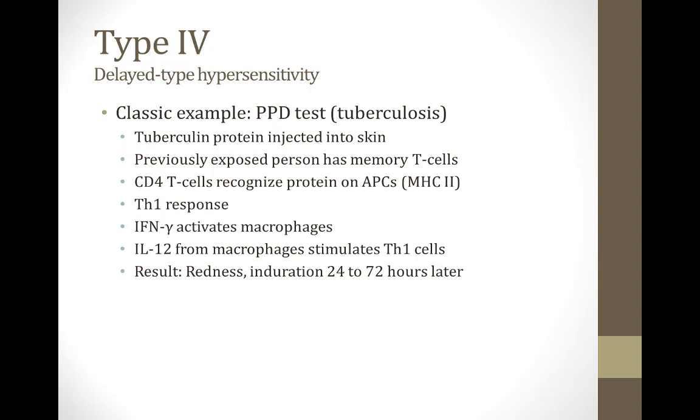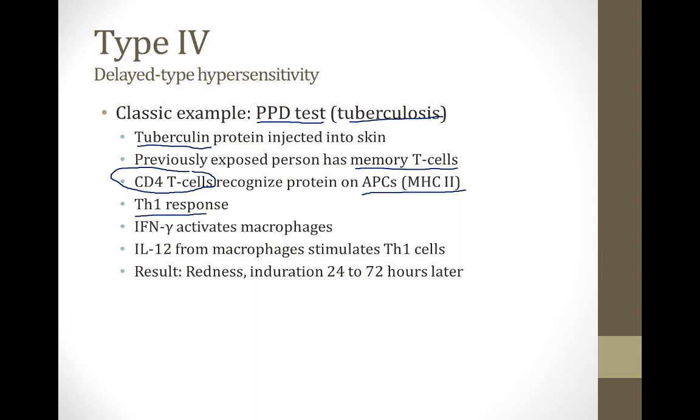The classic example of a type 4 hypersensitivity reaction is the PPD test for tuberculosis. In this test, you administer a small amount of a protein called tuberculin under the skin. Patients who have been previously exposed to tuberculosis will have memory T cells that can recognize the tuberculin antigen. That antigen will be presented by antigen-presenting cells and placed in the context of MHC class II, where memory CD4 T cells can recognize it and respond.